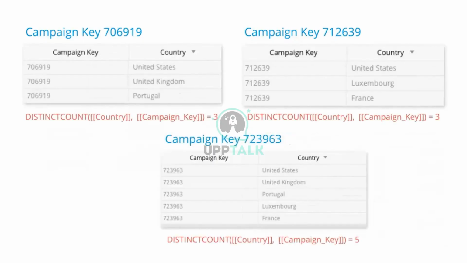Distinct count will always be valid on the campaign key and country, as we have provided with this distinct count country 3, the next one also 3, and the next one is 5. We need to keep in mind that we need to use distinct count type of functions, which is one of the aggregation functions, while we are working with this. That's it.